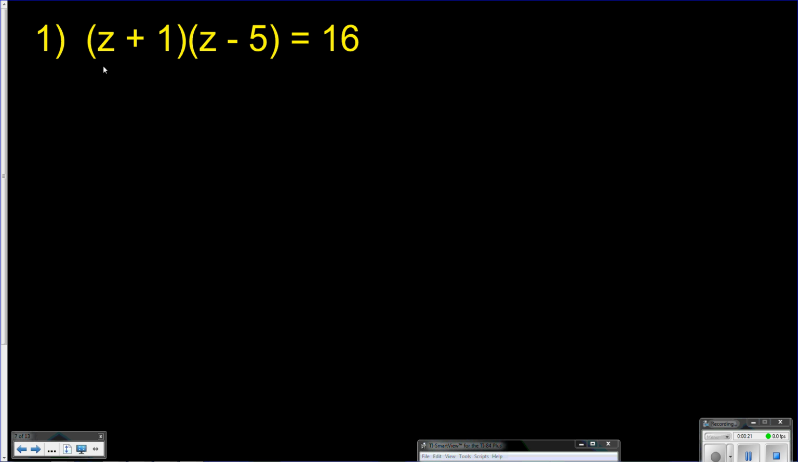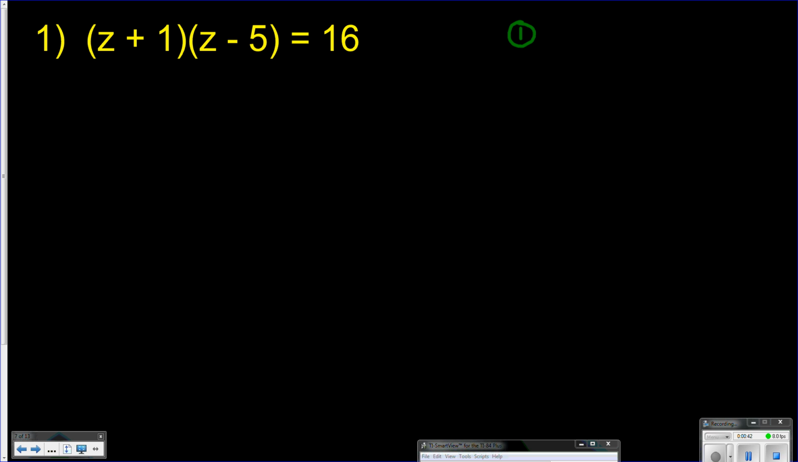We have the quantity of z plus 1 times the quantity of z minus 5 equals 16. So the way that we're going to look to solve this right now is we're going to try to get everything together on the same side and solve it using factoring and our zero product property. So the steps we need to remember here.